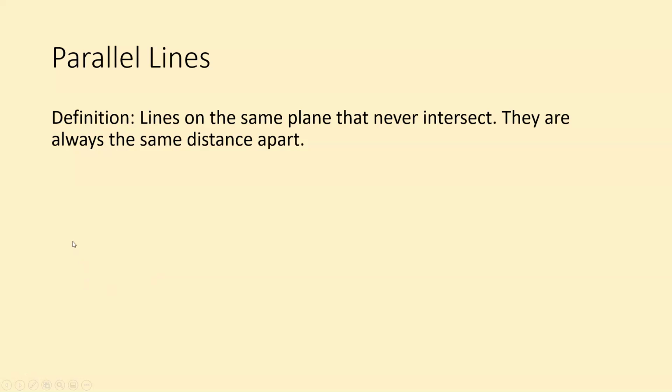So first we have parallel lines. Our definition for parallel lines, make sure you write this down in your notes: lines on the same plane, so they are coplanar, that never intersect and are always the same distance apart. So this is what parallel lines look like.